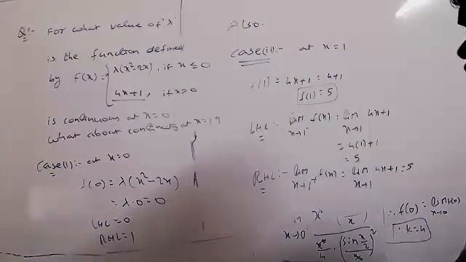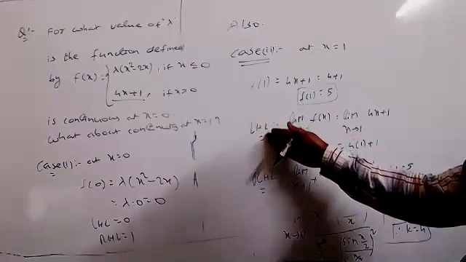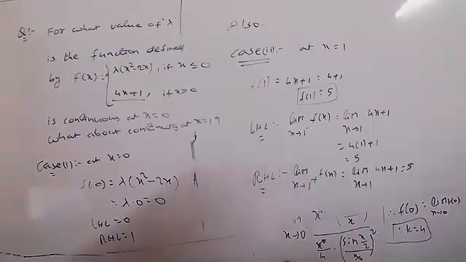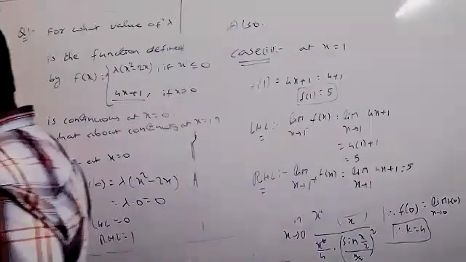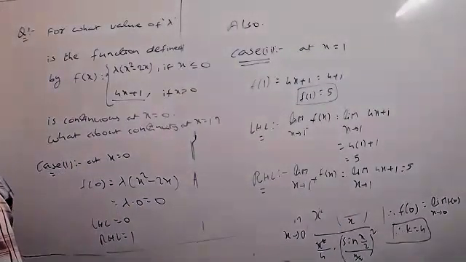So clearly you can write f of 1 equal to LHL equal to RHL. So therefore, f of x is continuous at x equal to 1. F of x is continuous at x equal to 1 now.